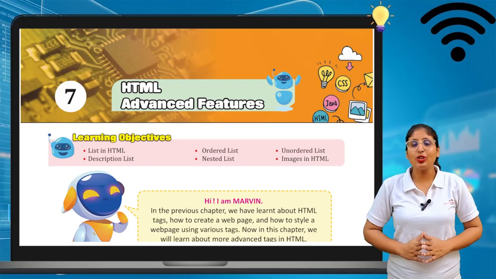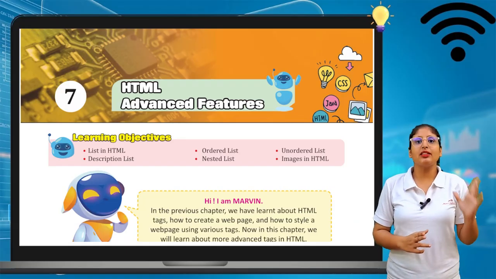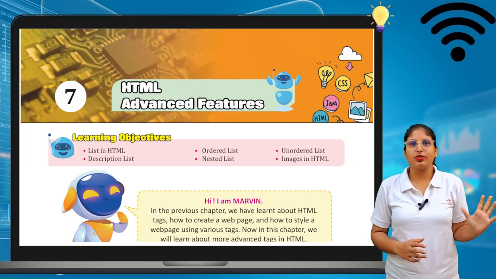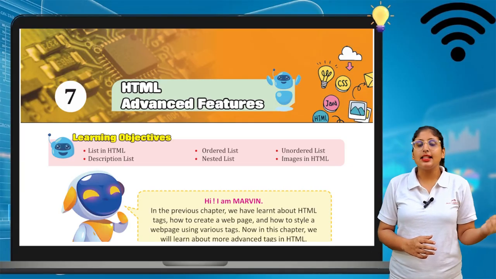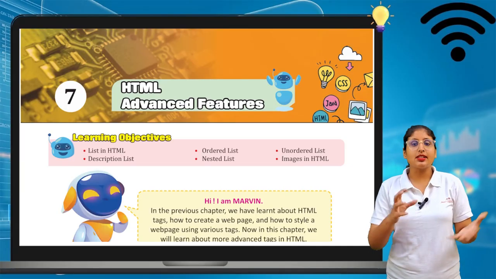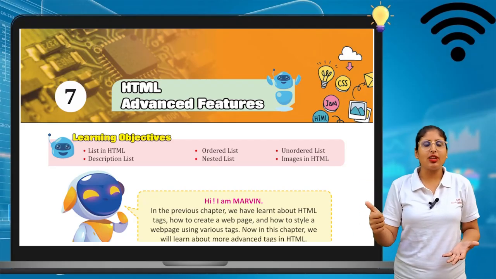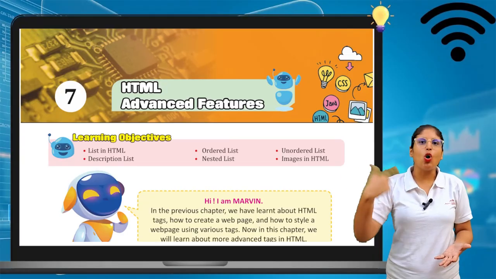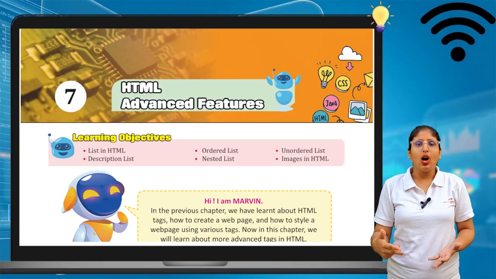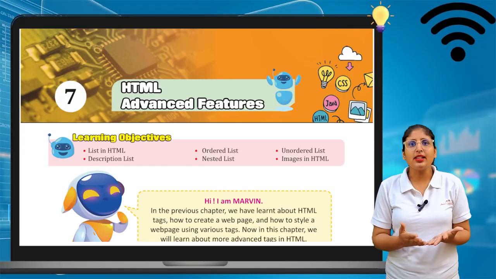I am hoping that the previous chapter, chapter number 6, is totally clear to you. Because in that class we discussed the introduction of HTML. We will see how we create HTML. What are the on functions? What are the off functions? What we can say different things.